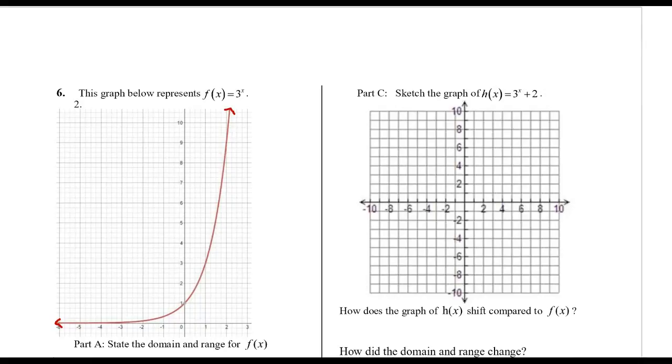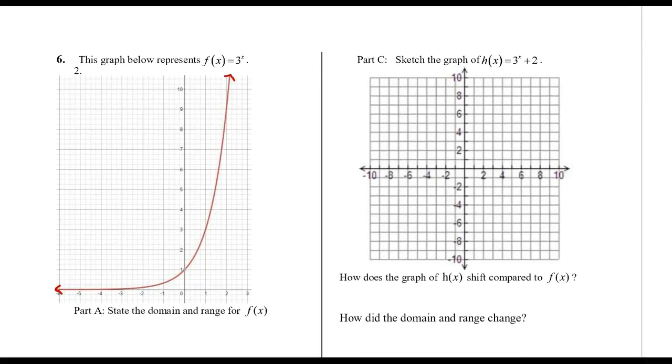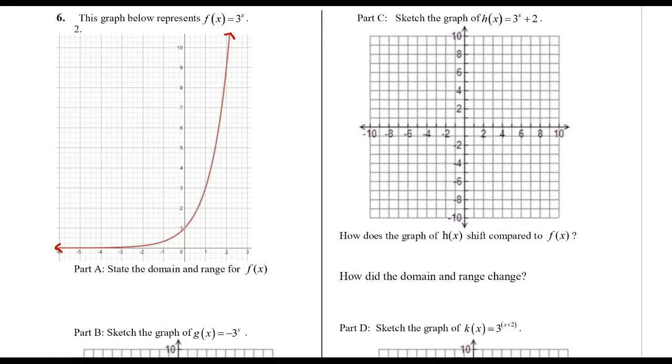All right, number 6. The graph below represents f of x equals 3 to the x power. State the domain and the range for f of x. So we know that the domain, because we've been doing it all year, the domain is the x values, all the possible x values, and the range is the possible y values. So my domain, if I look at this, we have little arrows on both ends of the graph, which means my graph continues forever in both directions, and there's no holes, there's no places where my graph stops moving side to side. So my domain is negative infinity to infinity.